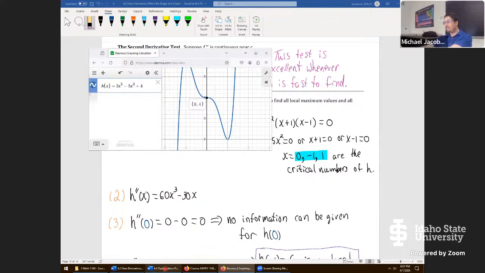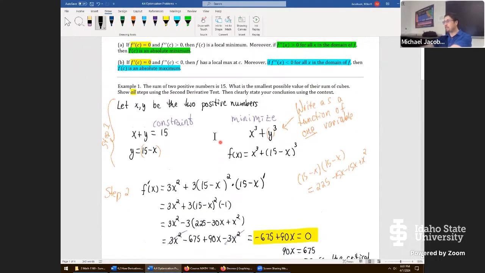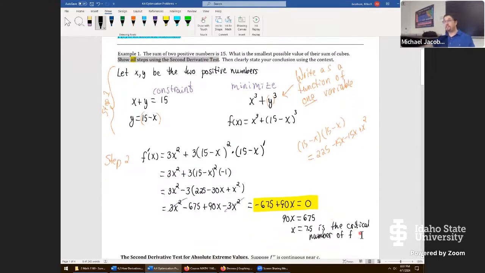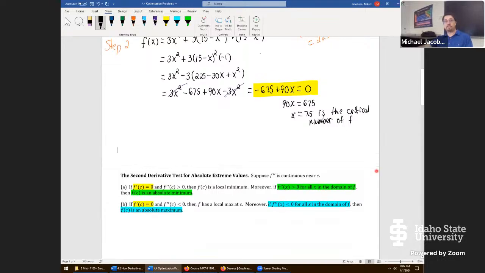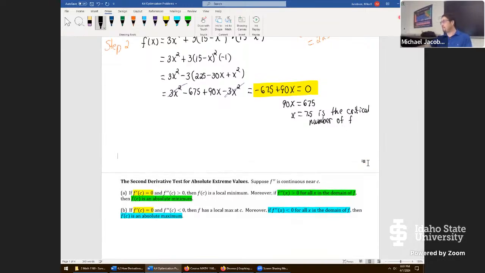This is the reason why in section 4.4 it says, show all steps of the second derivative test. Because the critical number is actually not enough. We have to verify that at the critical number, there is really a minimum. It's not a guarantee at all in these kinds of problems. So there's further steps. And that's where the second derivative test is going to start taking over for us.